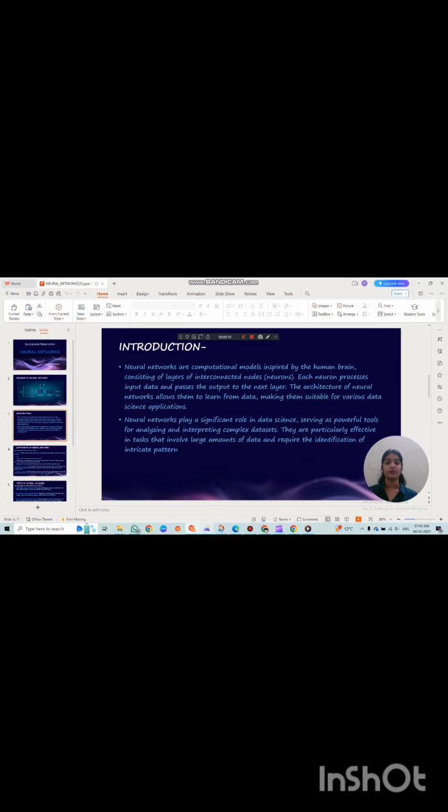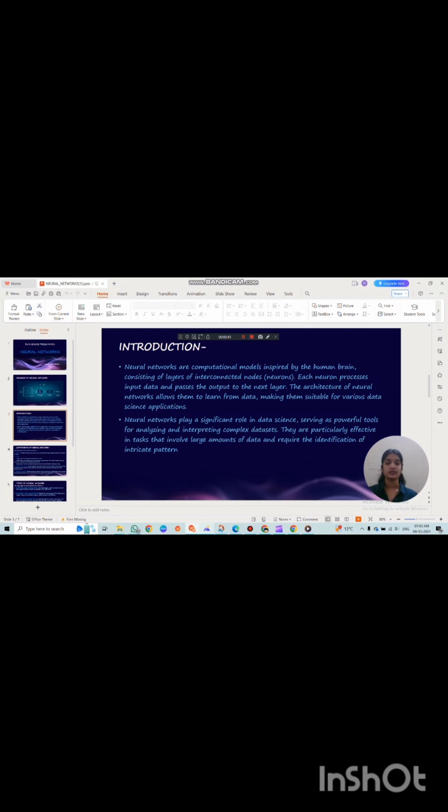Neural networks are computational models inspired by the human brain, consisting of layers of interconnected nodes. Each neuron processes input data and passes the output to the next layer. The architecture of neural networks allows them to learn from data, making them suitable for various data science applications.